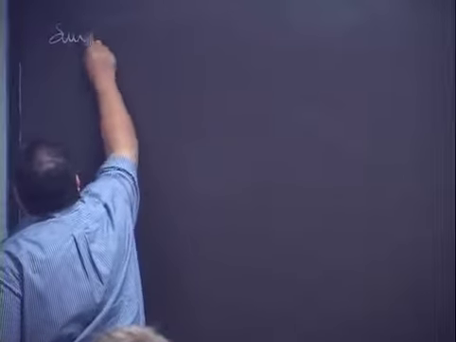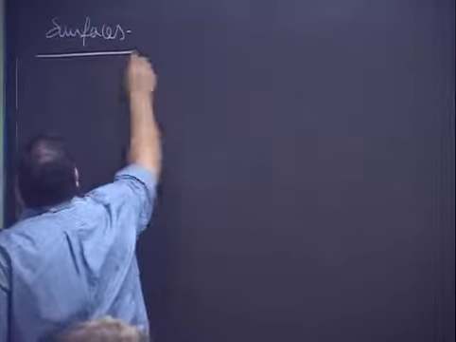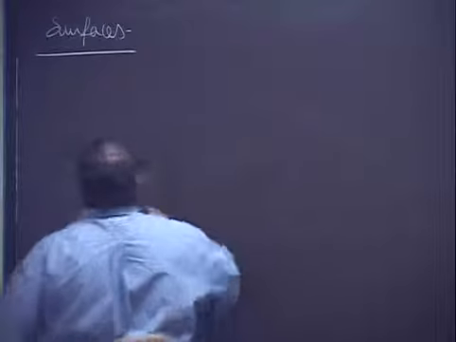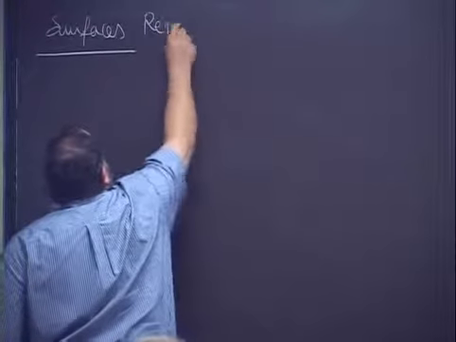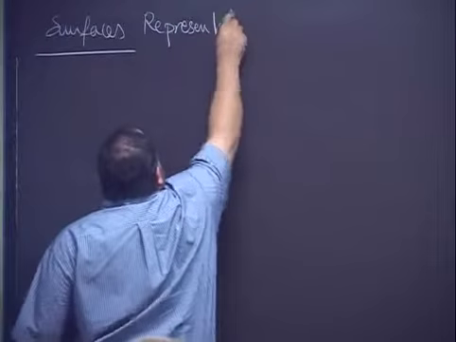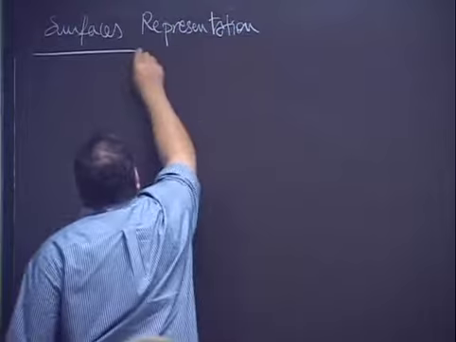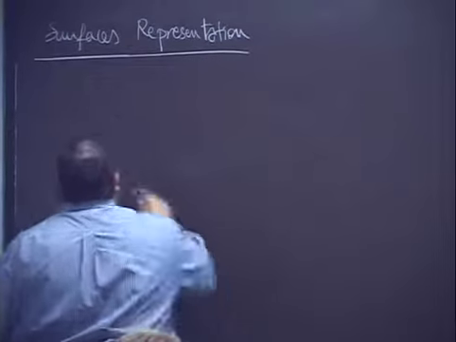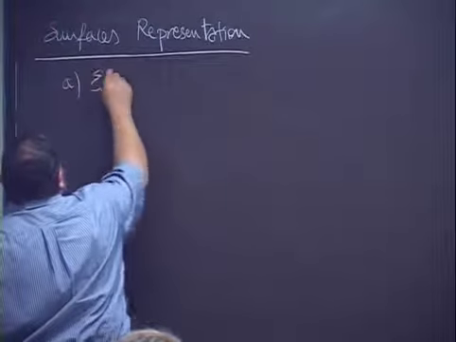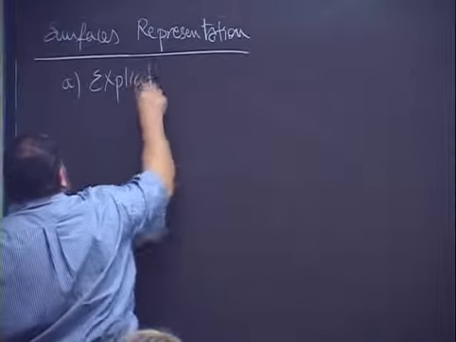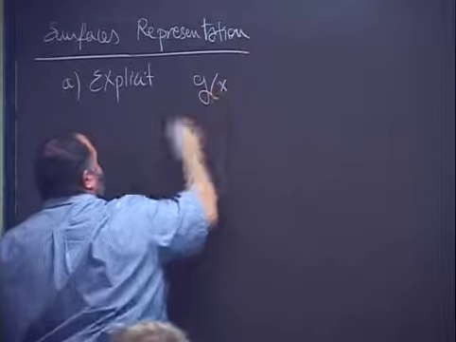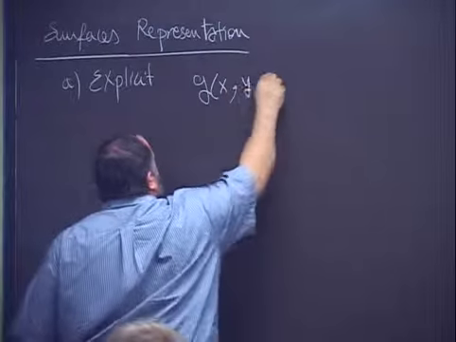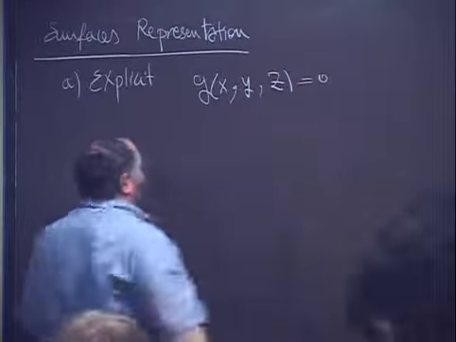Let's first define how to represent surfaces. Usually you represent surfaces either explicitly. What do we mean by explicit? That you give a function of the surface as g of x, y, and z equal to 0.